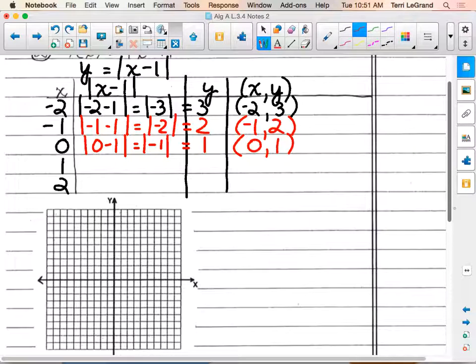Hopefully, as you're doing these, you're seeing patterns. Each problem has its own kind of pattern, typically. What I'm seeing in this one is my y values are going down by 1. Does that mean that pattern will keep going? Not necessarily. So don't get tricked into thinking patterns always keep going.